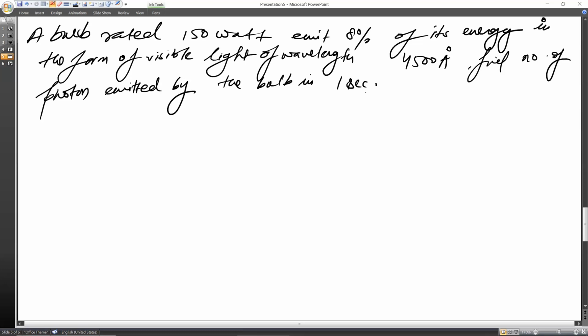Are you doing this one? Yes, sir. 8% means whatever the energy it is emitting, take that energy 8% only. So 150 watt if it is rated, it means it is taking 150 joules per second of energy. So only 8% of 150 you have to take. That is the total energy, and according to that, you have to calculate the number of photons, whatever it is being asked.